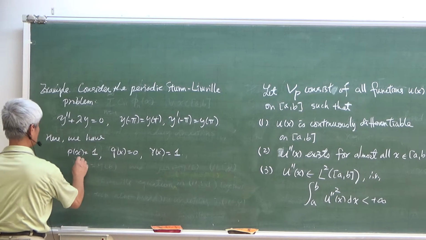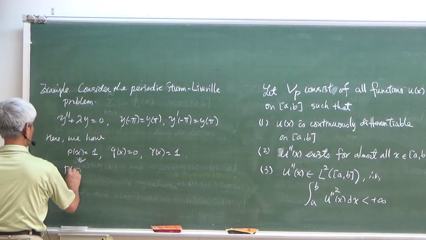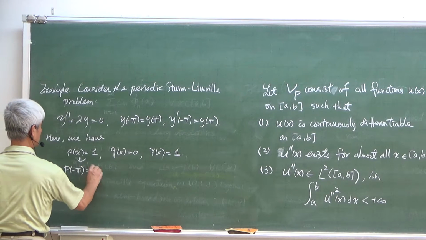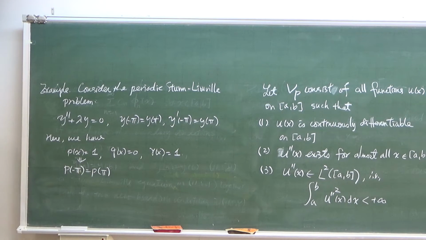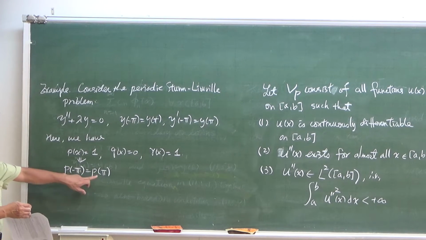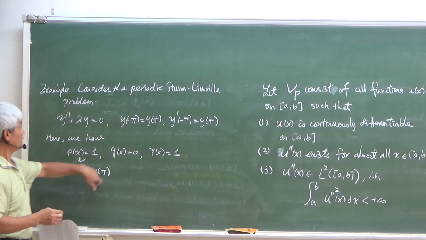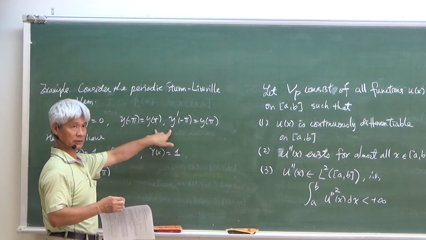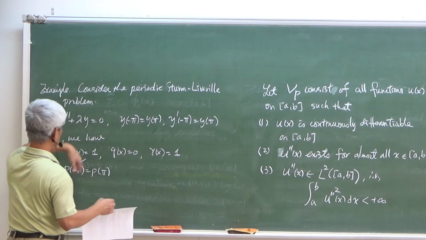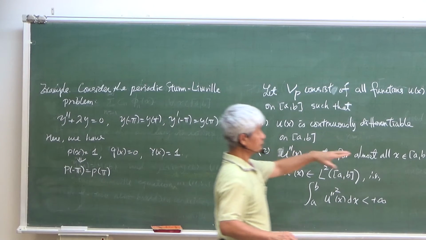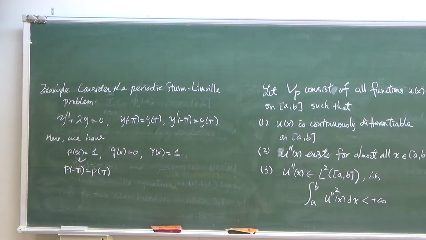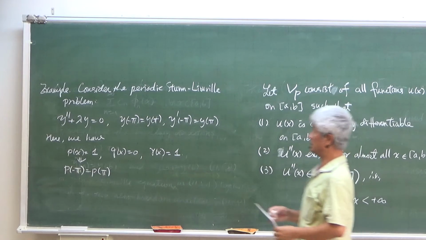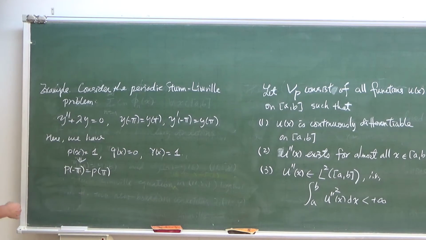So you can see that this implies p(-π) = p(π), because it's constant. So we just justify that p(-π) = p(π). These two boundary conditions are periodic boundary conditions. So we know that the Sturm-Liouville operator is self-adjoint.